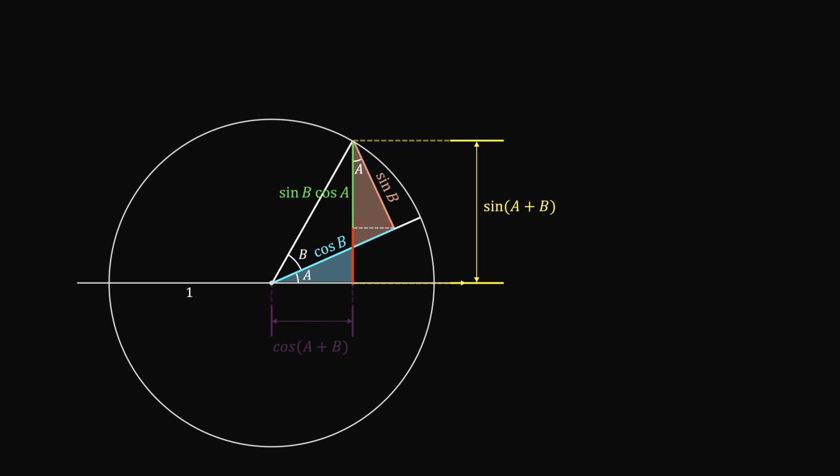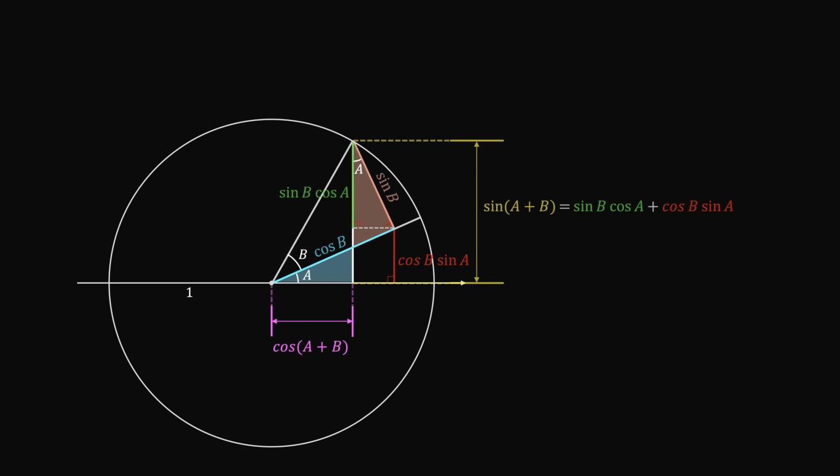This blue line is cosine B. If we project it to the horizontal line, the red line is cosine B times sine A. Therefore, sine A plus B equals the sum of the cross products of the sines and cosines.